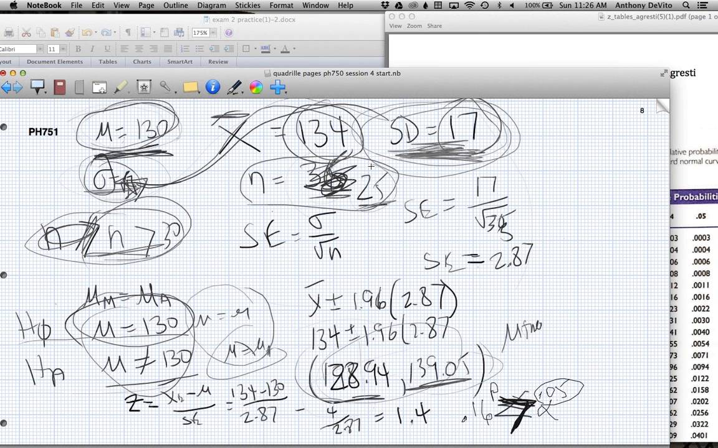When you have a sample size of 25, instead of a z distribution, you have a new distribution called a t distribution, and you have a different distribution for every sample size. That's based on the sample size itself.